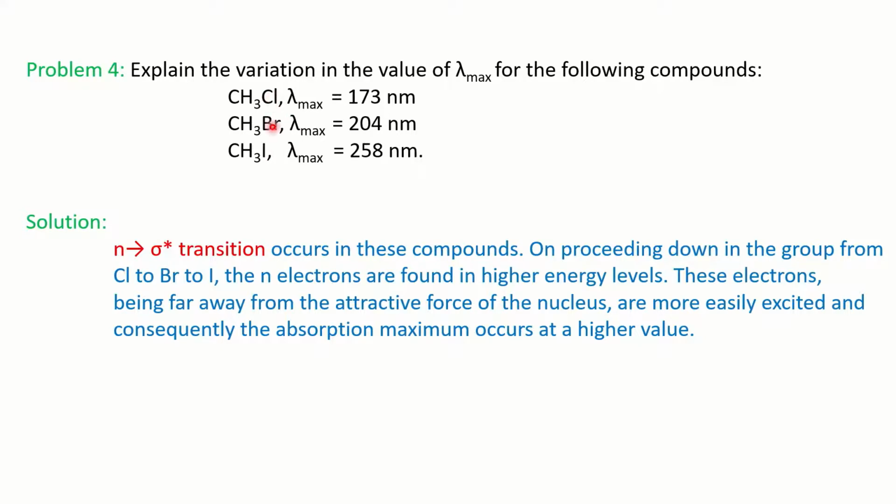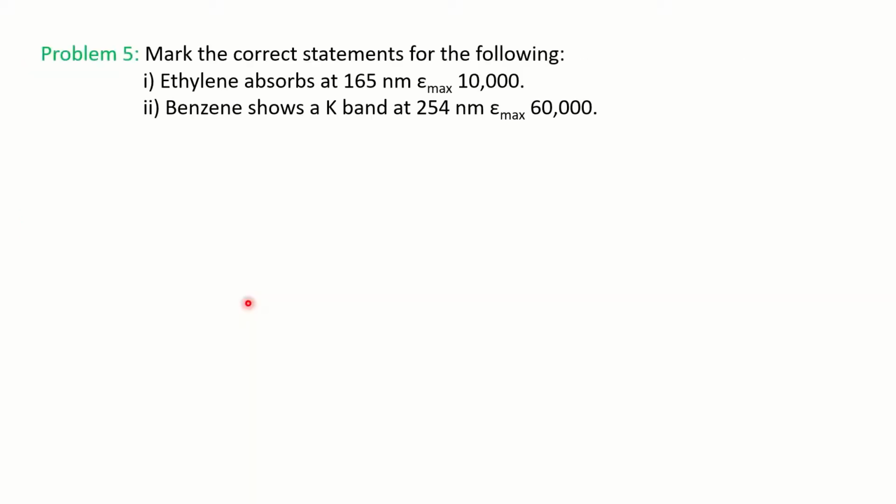Similarly, if you compare chlorine and bromine, bromine, being bigger in size than chlorine, requires less energy compared to chlorine. Therefore, the wavelength is higher compared to chlorine. So you can use this theory and justify your answer for such kinds of problems.